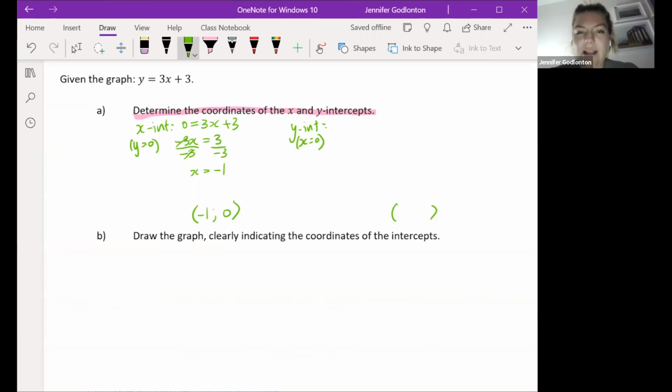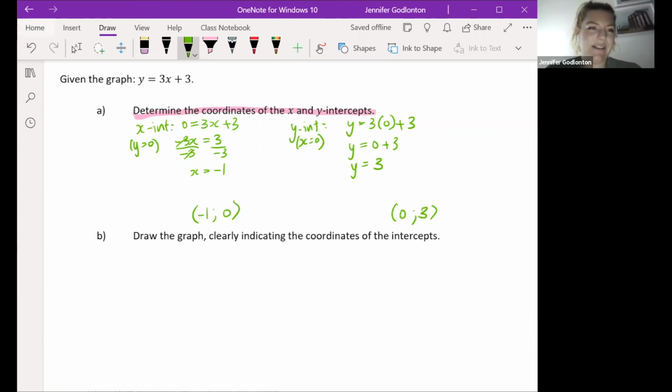Beautiful. Okay, y-intercept. We're gonna say y equals 3 in brackets 0 plus 3. Good. Then y equals 0 plus 3, and then y will equal 3. Coordinates will be 0 and 3. Beautiful. Nice job, Tiana. Perfect. Well done.